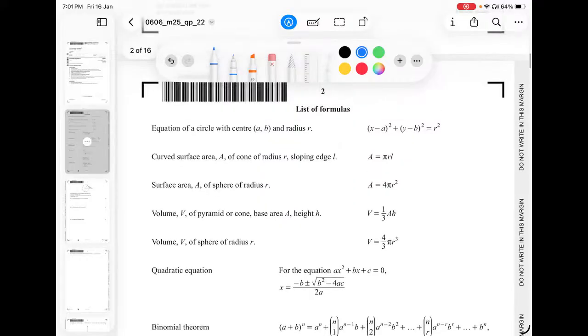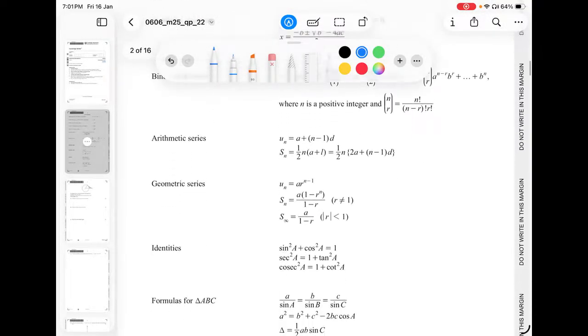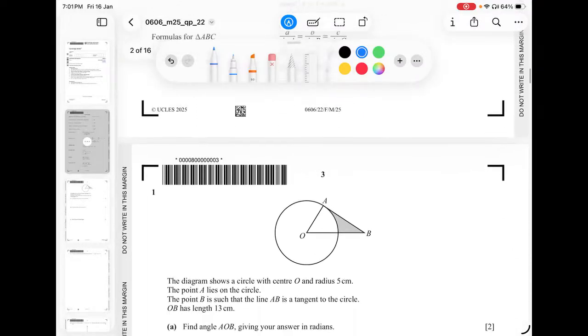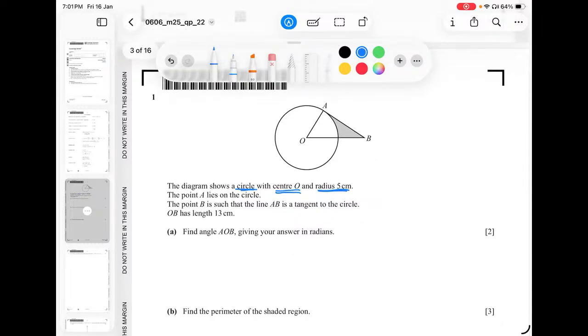As you know, there will be the list of formulas again. So you have got the general list of formulas, same as paper 1. So let's go with the first question. Here, the diagram shows a circle with center O and a radius of 5 centimeters. The point A lies on the circle. The point B is such that the line AB is the tangent to the circle, and OB has a length of 13 centimeters.